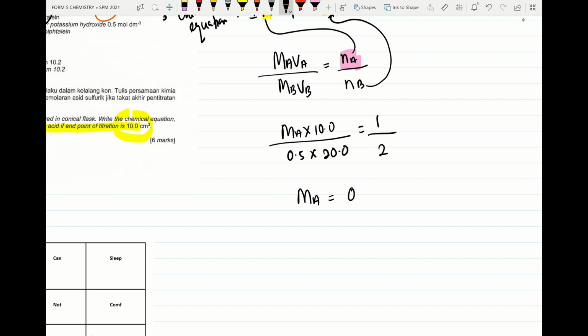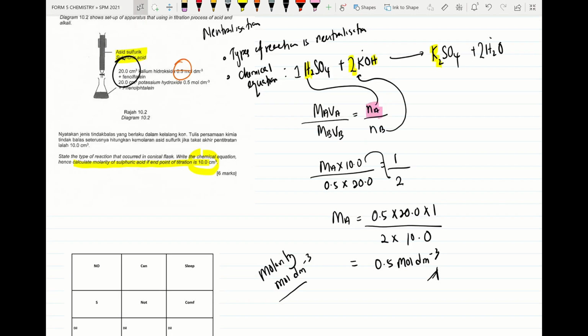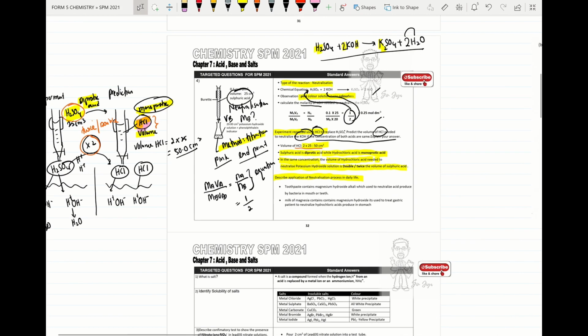So MA will be 0.5 times 20.0 times 1, divided by 2 times 10.0. Alright, so calculator, find the answer. So the answer will be 0.5. Please remember the unit for molarity, mol dm⁻³. So try to put the unit mol dm⁻³. So we already score 6 marks. Please go through and please do more questions.